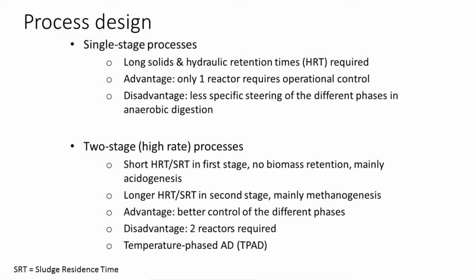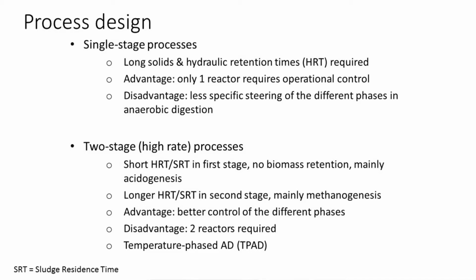Next, once I know the feedstock and how I have to operate and how strong it is, I can choose to do my process in one step or two steps. A single stage process, of course, is simple. I need one reactor, and it's a one-pot reaction. Everything happens in there. But I need to do the hydrolysis and the fermentation and the methanogenesis all in one go, so I need a longer residence time. And it's more difficult to steer because I need to have different processes going on at the same time.